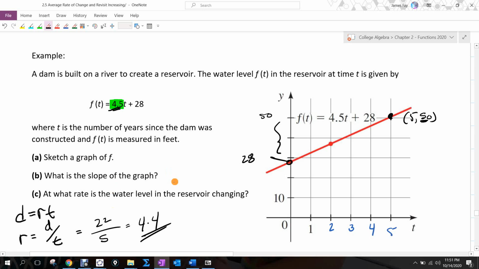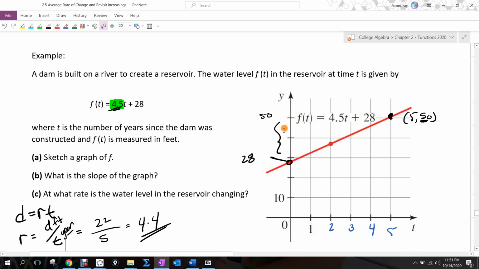So at what rate is the water level in the reservoir changing? Well, it's changing at a rate of 4.5 feet per year. And that's exactly what I've done here. This distance was in feet, and this time was in years, so feet per year. So that's average rate of change.